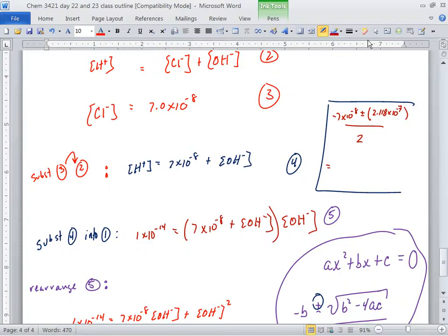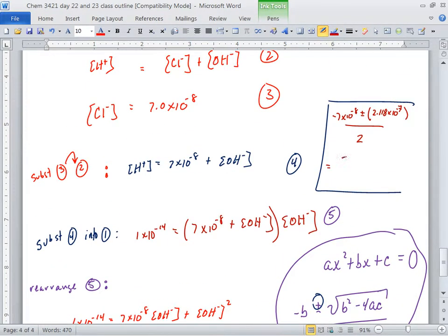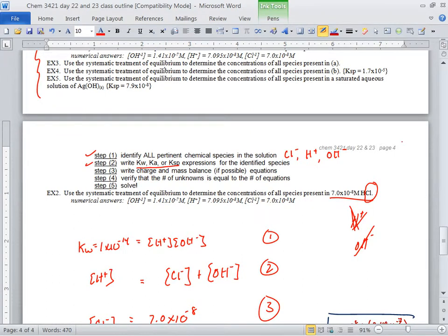So what are you getting as an answer? 7.09 times 10 to the negative 8. Yeah, that's what I got. Because it wasn't divided by 2. So I got to change this. I thought I was helping you by writing down answers, but I wasn't. I don't have answers. Oh, see, it's right here. So this guy should probably be hydroxide, right? Bet you that's where it's messed up.